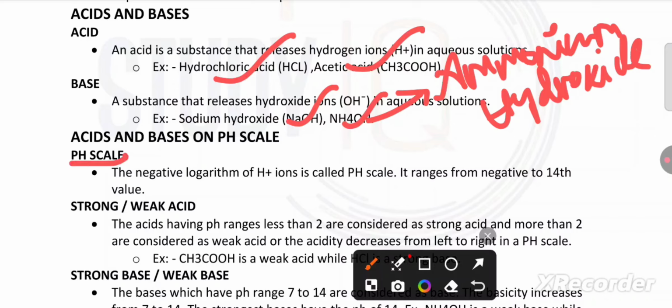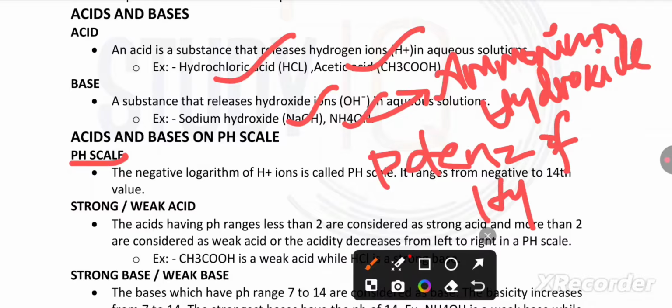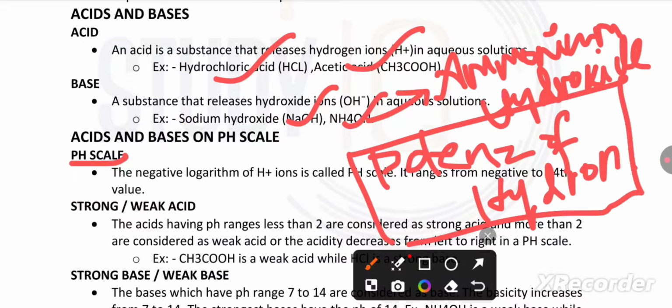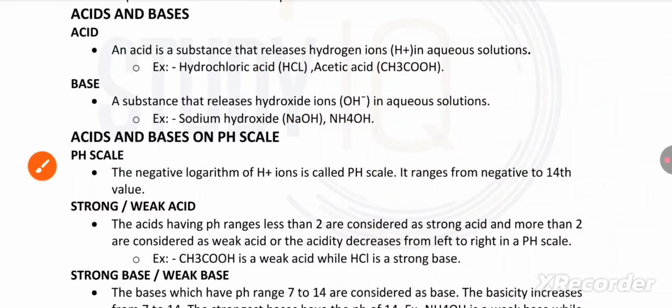pH, we have all heard about pH. pH is nothing but potence of hydrogen. In many exams they will ask for the expansion of pH, and we wrongly choose power of hydrogen. That is not the answer. Potence of hydrogen is the exact correct answer.